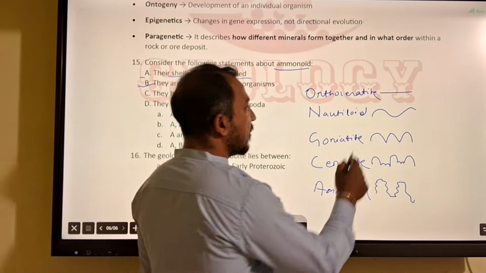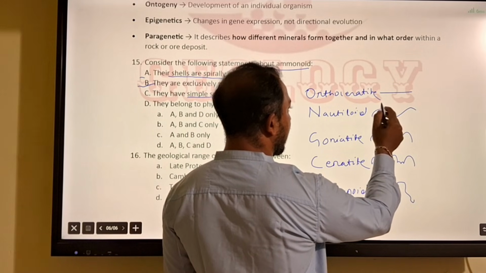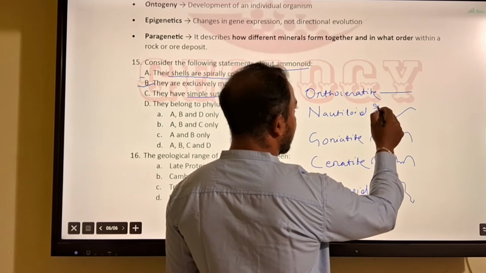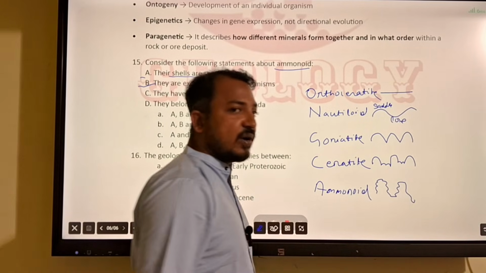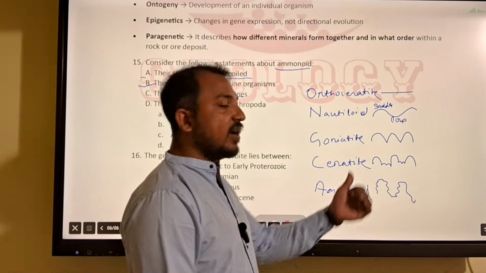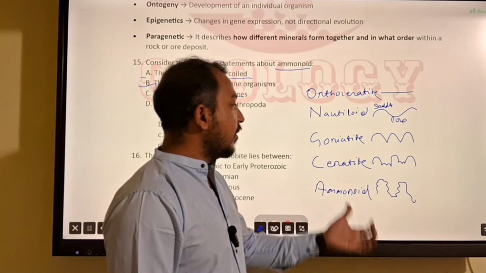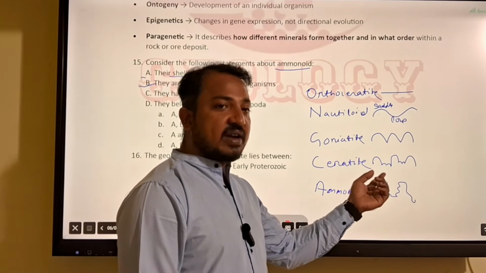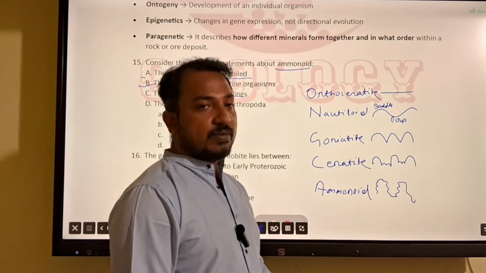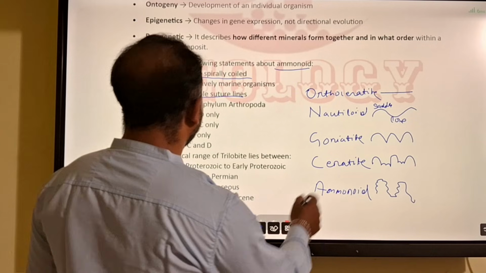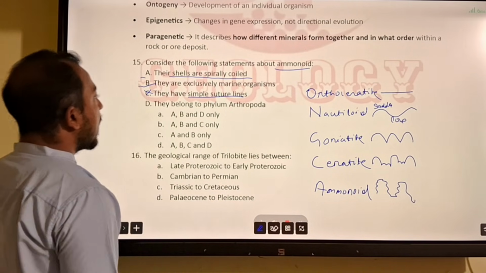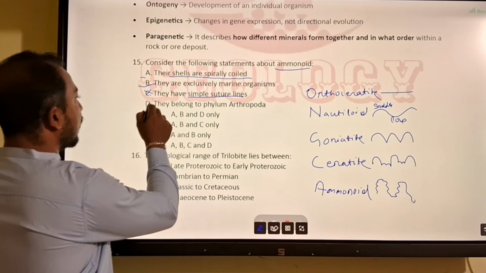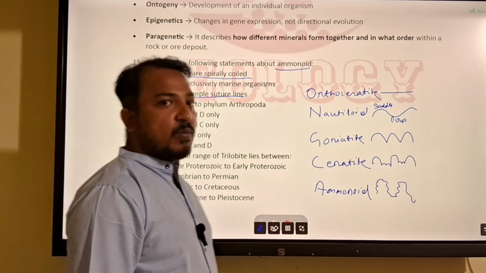So orthoceratite is straight. In the nautiloid type, this side is called the saddle and this is called the lobe. It is a rounded saddle, rounded lobe. In goniatite, it is a rounded saddle, angular lobe. In ceratite, it is a rounded saddle but finely divided lobe. In ammonoid, both are finely divided, which means it has very complex suture lines. So that statement will be incorrect. They belong to phylum Arthropoda, that is also incorrect. They belong to phylum Mollusca.